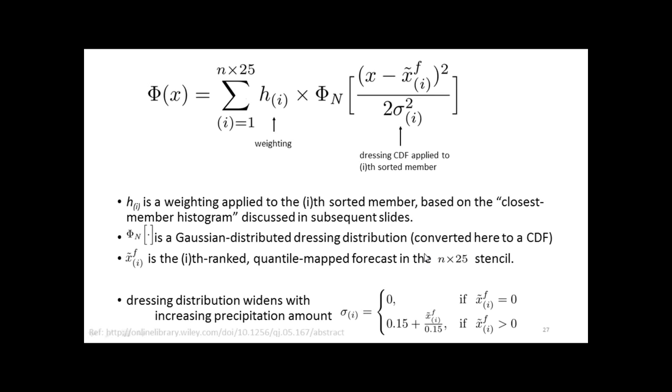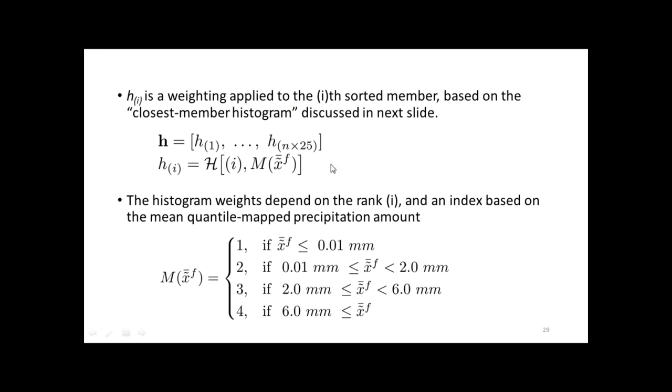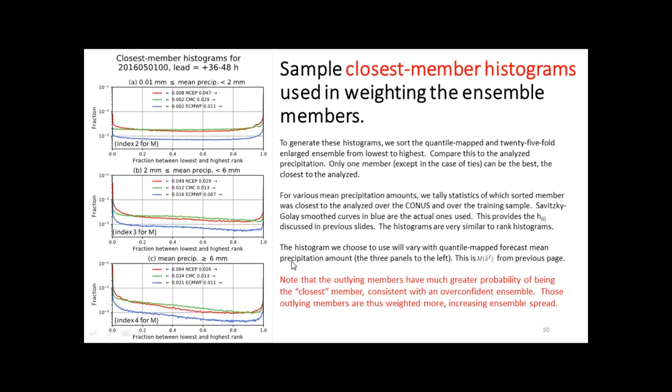So let me go through the details here. First of all, this weighting. This weighting is going to depend upon the sorted rank. We take our quantile mapped ensembles, just sort them from lowest to highest, and we'll keep track of past which members in that sorted ensemble were closest to the analyzed across the U.S., as a function of that rank and as a function of the quantile mapped ensemble mean amount here. So let me just show you the pictures here.